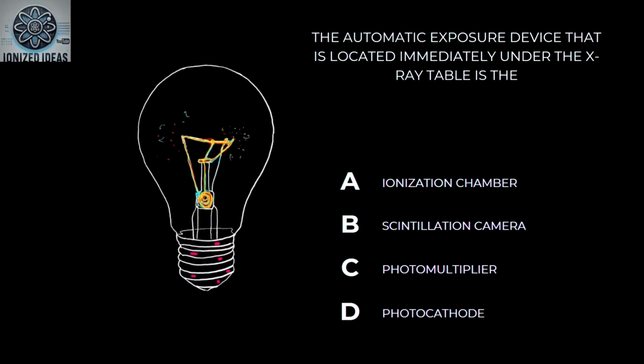The automatic exposure device that is located immediately under the X-ray table is the A. Ionization chamber. B. Scintillation camera. C. Photomultiplier. D. Photocathode.